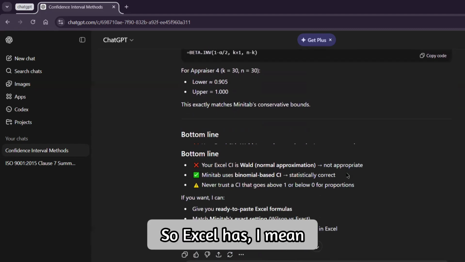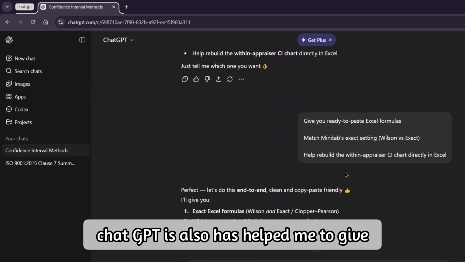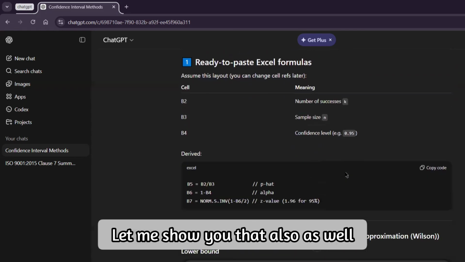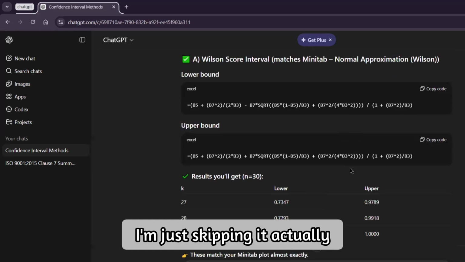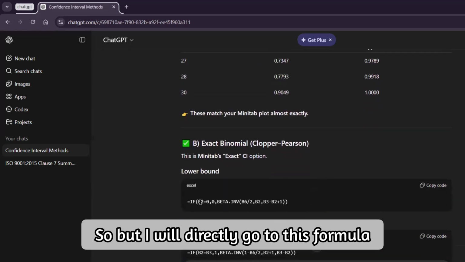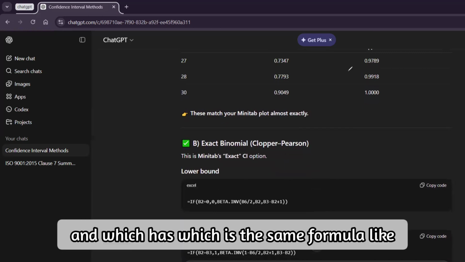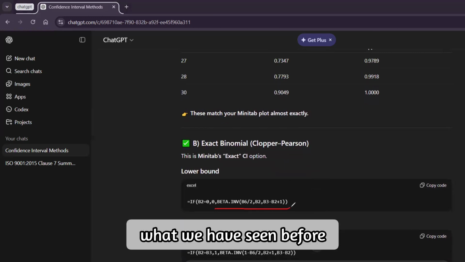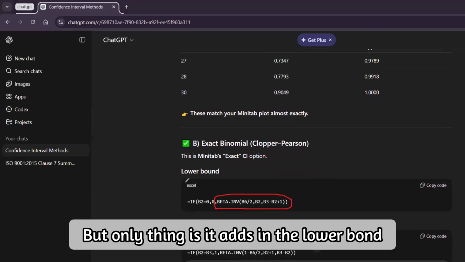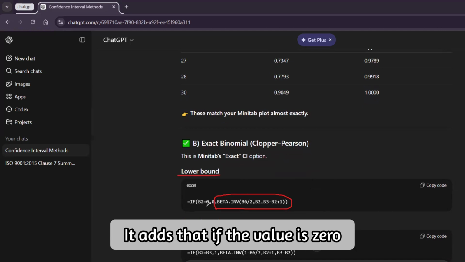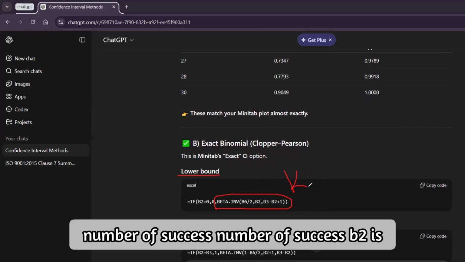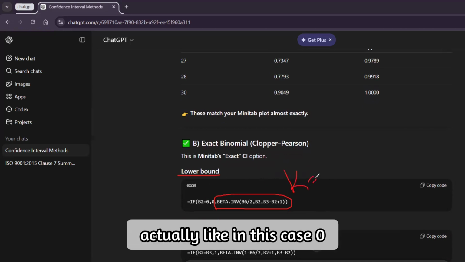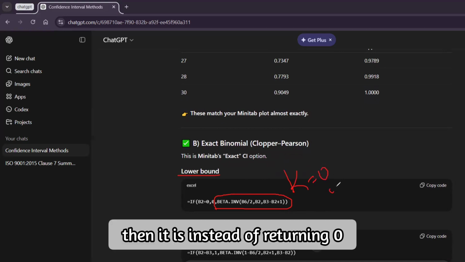ChatGPT has also helped me with that. Let me show you that as well. This is a very complex formula, so I'm just skipping it. I will go directly to this formula, which is the same formula we have seen before. The only difference is that it adds a condition on the lower bound: if the value of B2, which is the k value, the number of successes, is 0, then instead of returning 0.